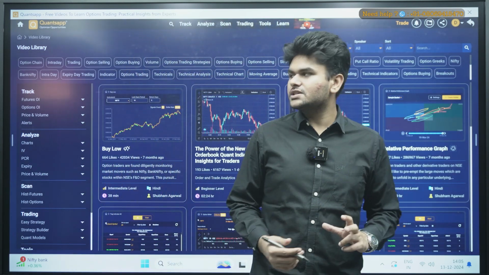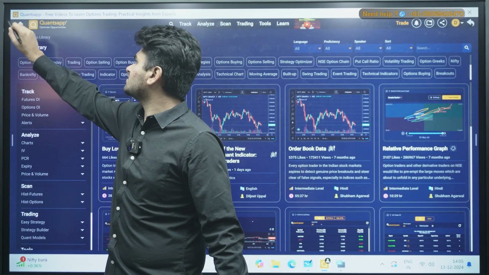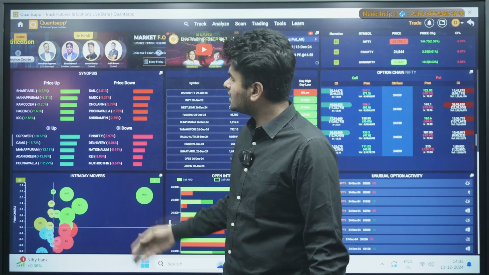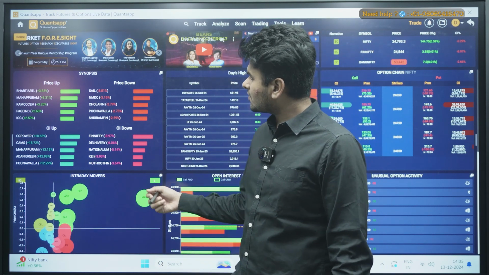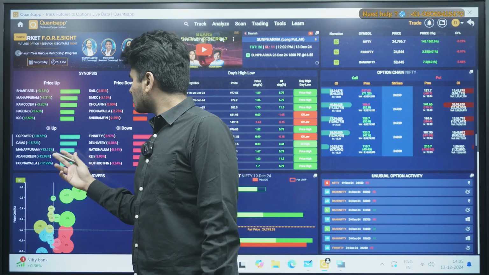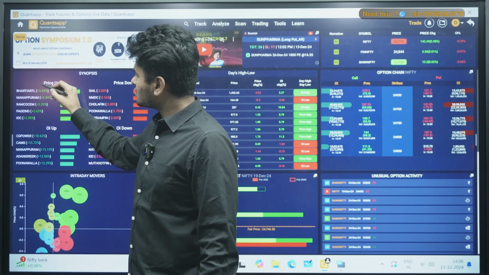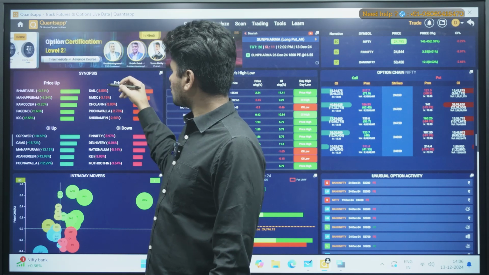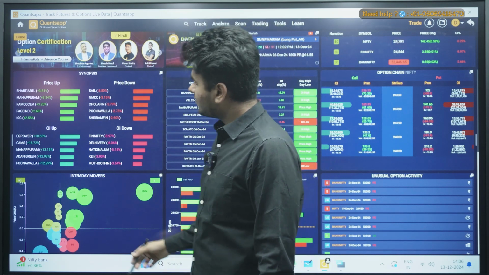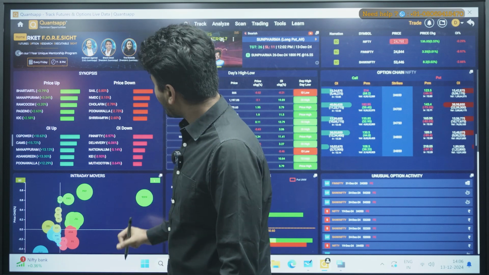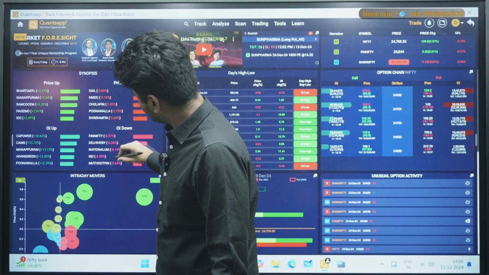Now, what is synopsis? Synopsis is the gist of the market, as we discussed. So we can see all the data in a shorter form: price up, price down, OI up, and OI down. We are seeing the top and bottom five stocks today by price. With that, we are seeing the OI up, wherever the OI is increasing, and where the OI is down.